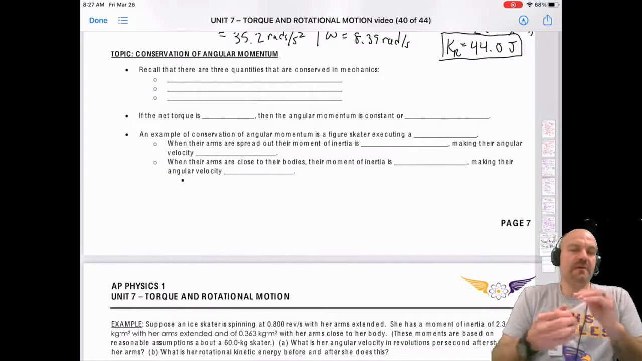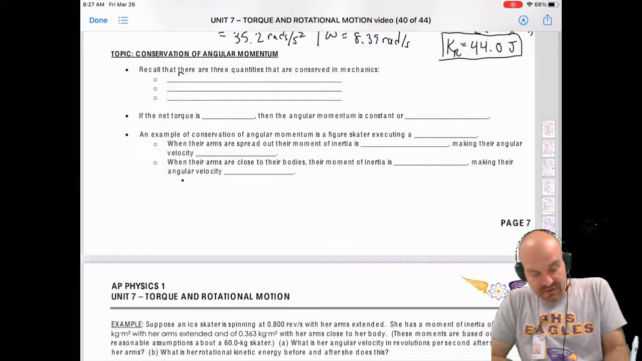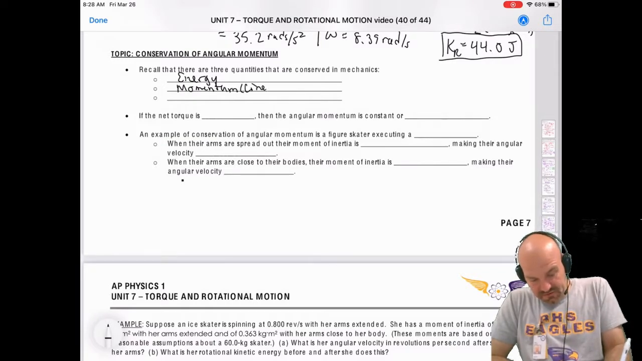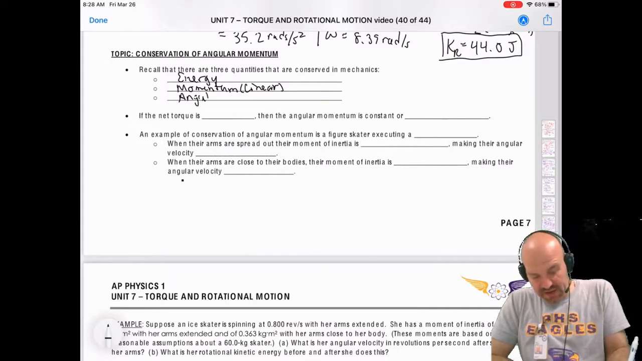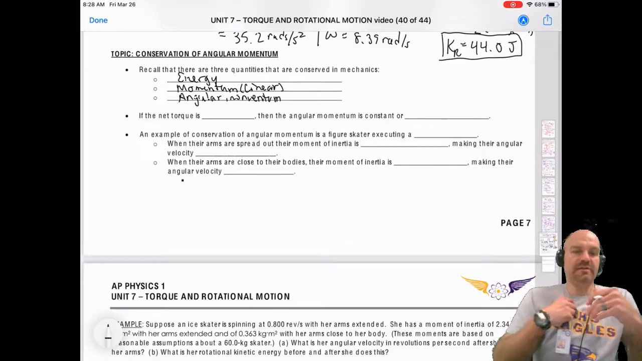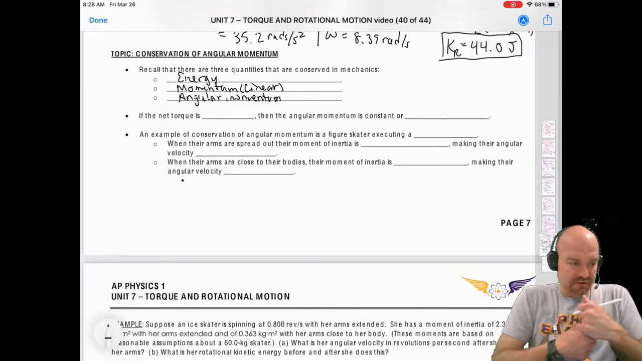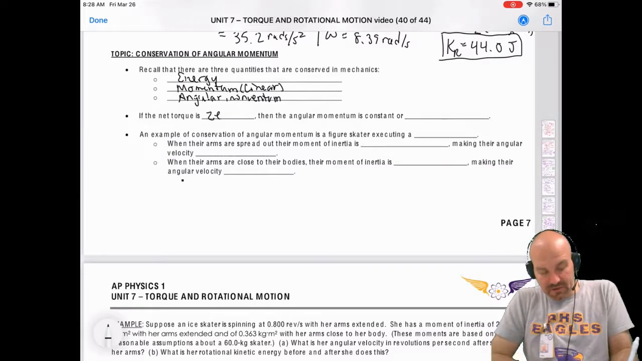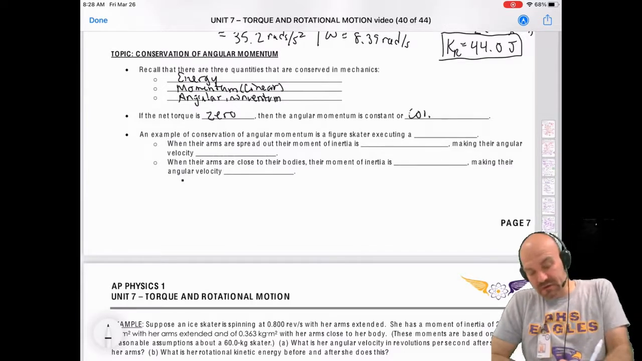Remember, we talked about this a couple of times that there are three quantities that are conserved in this giant topic of mechanics, right? The first one is energy, then we talked about momentum, and specifically linear momentum, because the third quantity is the one we're talking about now, which is angular momentum, right? And so we've talked about energy in unit 4, we talked about momentum in unit 5, and now we're talking about angular momentum in unit 7. So if the net torque is 0, right, acting on a system, then the angular momentum is constant or conserved.